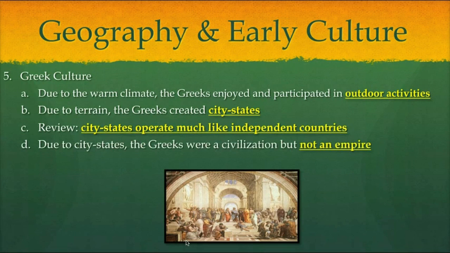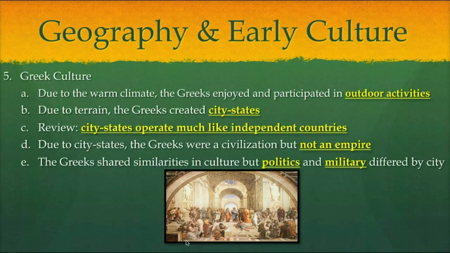So due to the city-states, the Greeks were a civilization, but not an empire. Throughout the Greek civilization, there will never be one ruler who rules all of those city-states. It does not happen. So they are never an empire. They are a civilization.